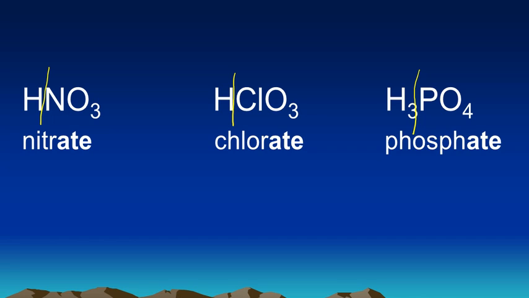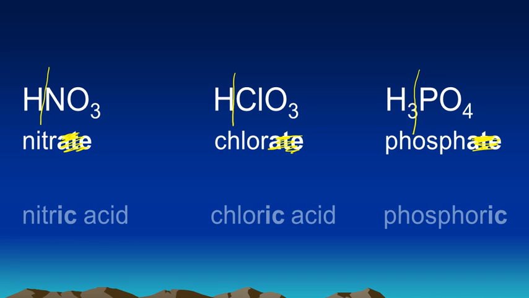We're going to take off the ATE suffix, and we're going to replace it with something else. So we now have the root, we have niter, chlor, and phosp, and so we're going to replace the ATE with ic. And so HNO3 is called nitric acid, and HClO3 is chloric acid.